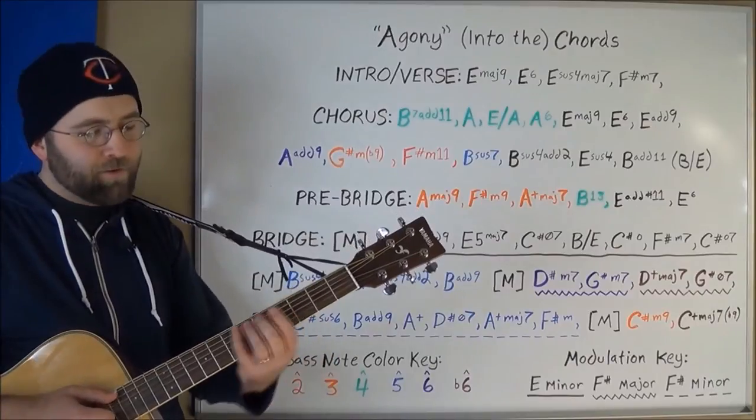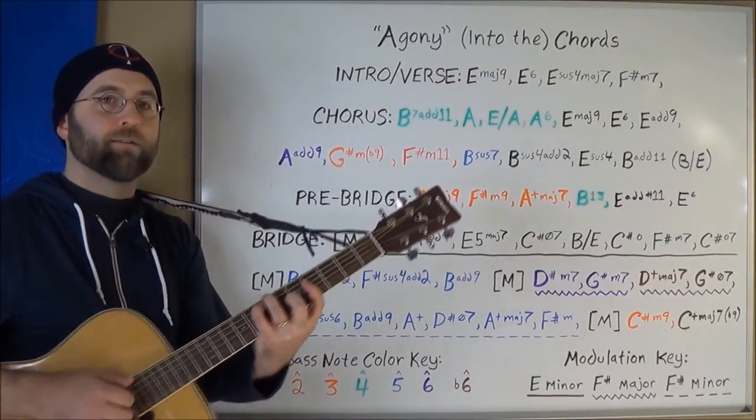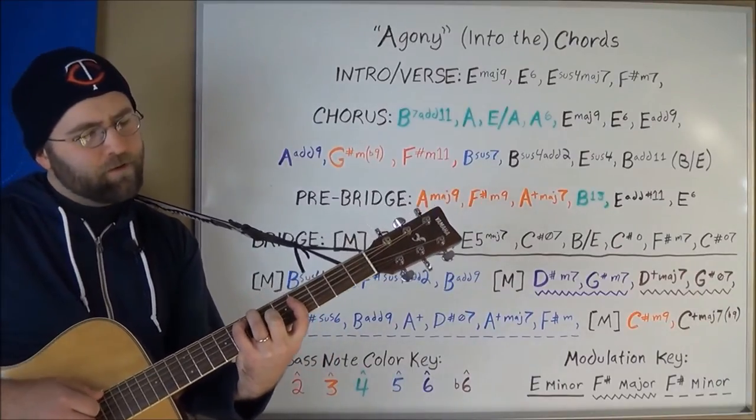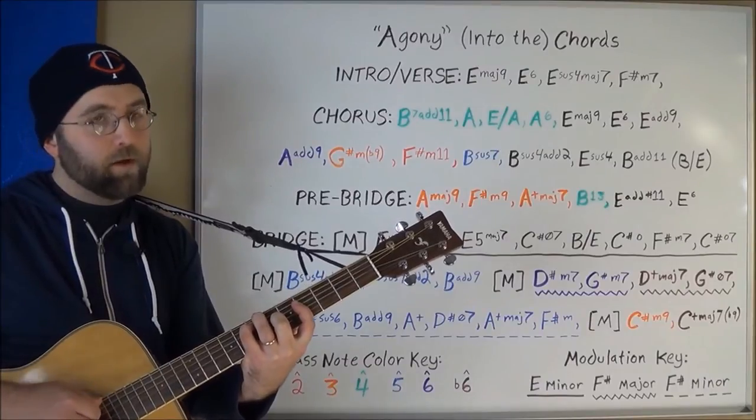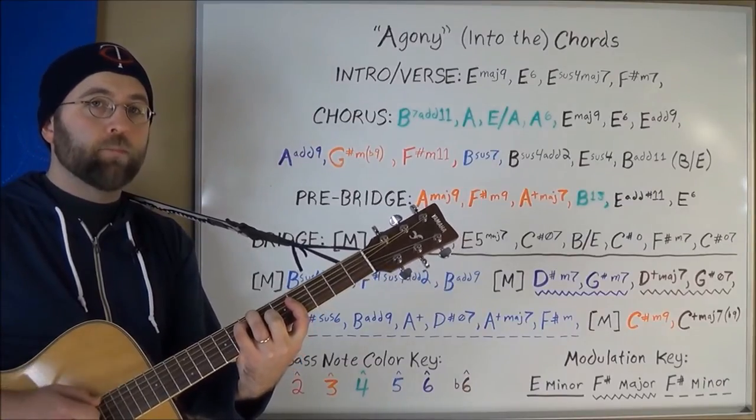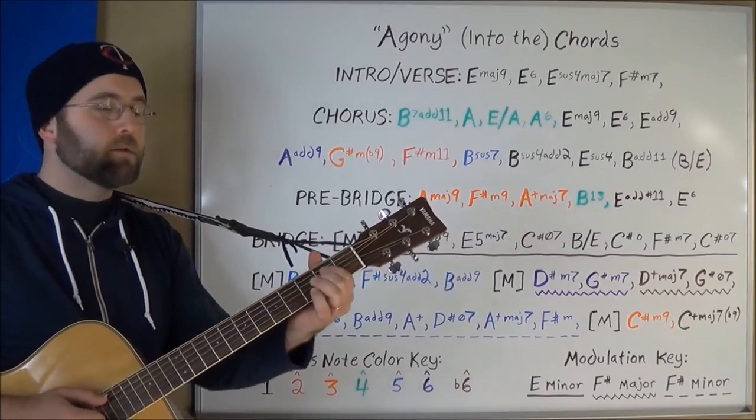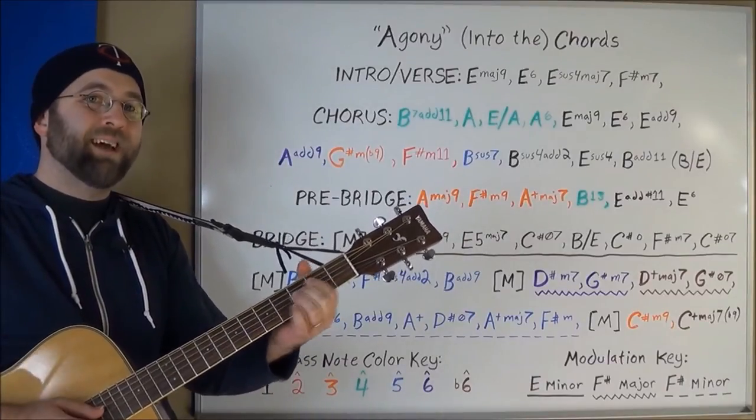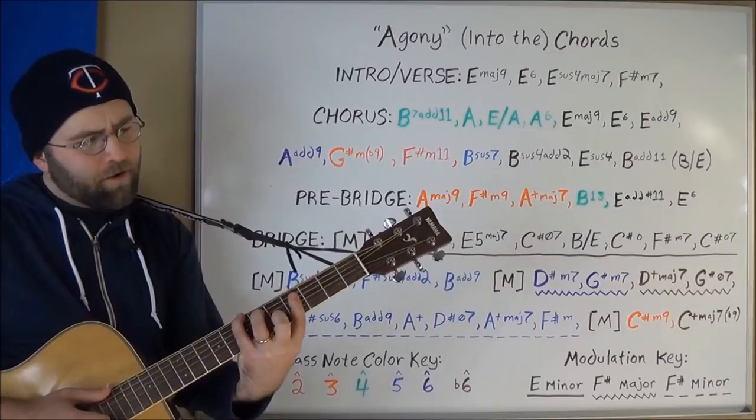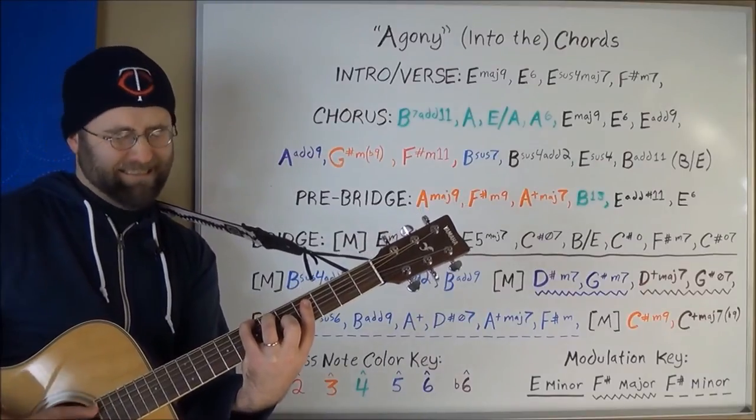And they're kind of hard, but you can do them on guitar, like check this out. B sus 4 add 2 is 7, 7, 4, 6 if you're a guitar player. Pretty. And then E sus 4, and then B add 11 is also possible on the guitar, I promise, like this.